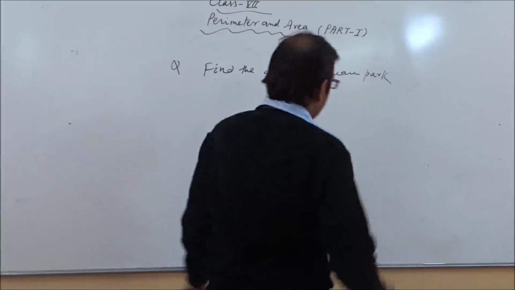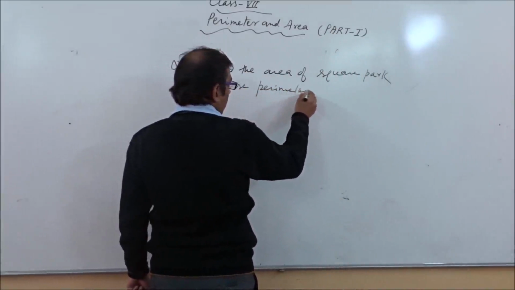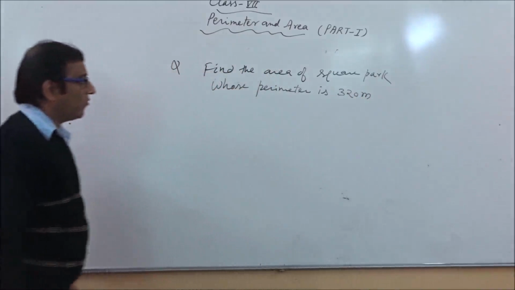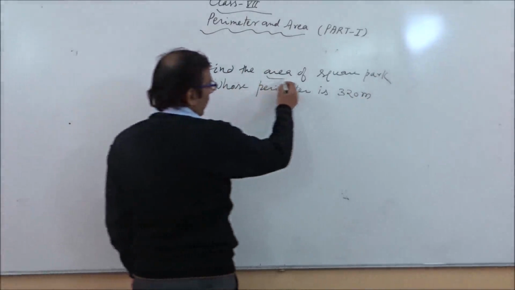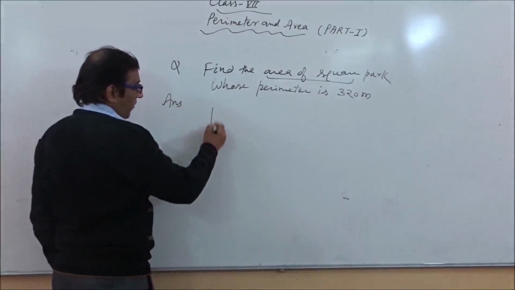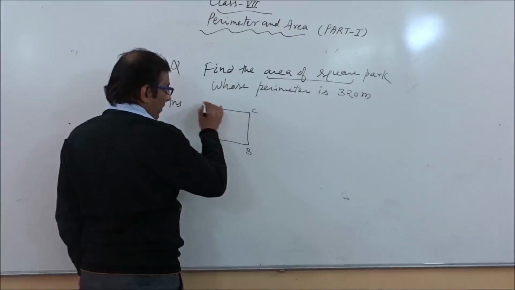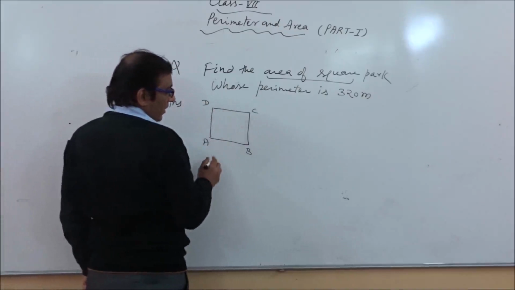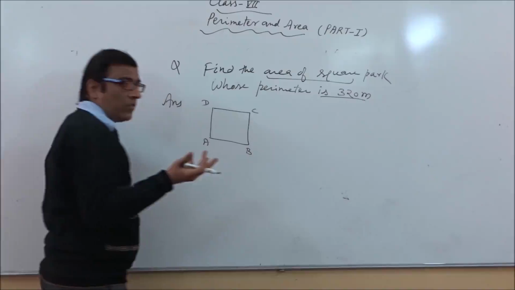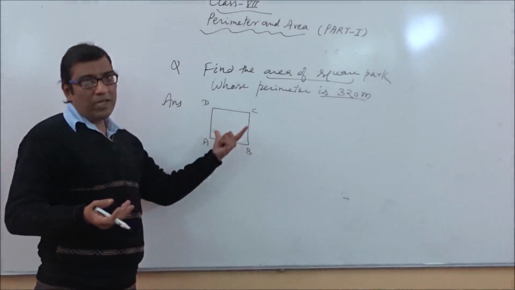Find the area of a square part whose perimeter is 320 meter. This question is given. This time you have to calculate the area of the square part, and the perimeter is given. It means we can say this is the square part, for example ABCD, right? The perimeter is given, which means the sum of all the boundaries is equivalent to 320 meters. We have no idea about the side. What is the measurement of AB?